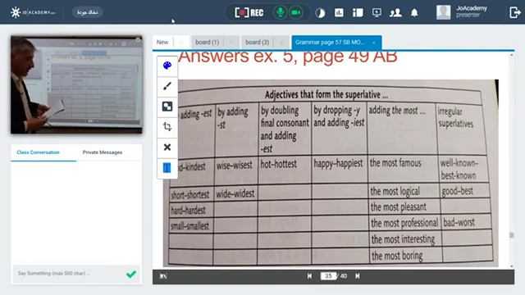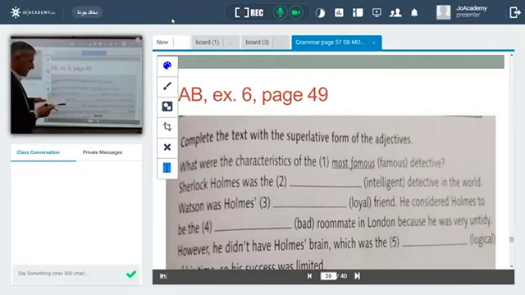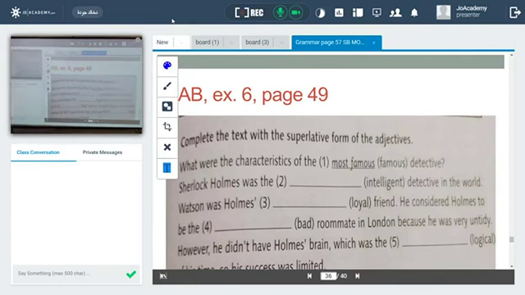So here we did the exercise. Check your answers to exercise number 5, page number 49, and make sure that you are writing in the right box. Let's go to the next exercise, exercise number 6. In this exercise, complete the text with the superlative form of the adjective. So we need to use the superlative of the adjectives in the brackets.